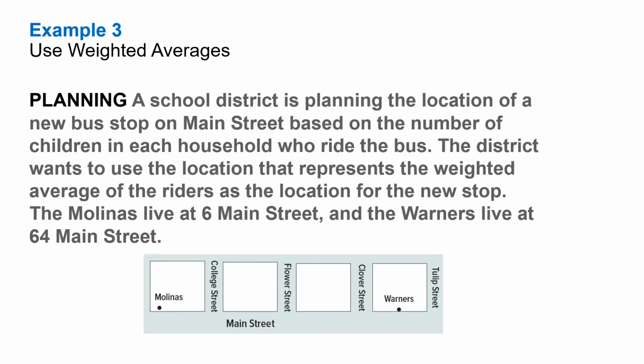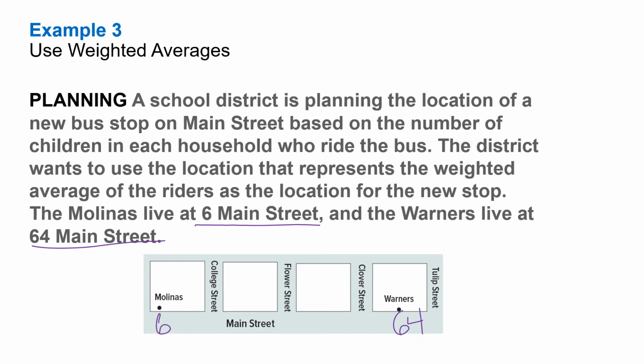A school district is planning the location of a new bus stop on Main Street based on the number of children in each household who ride the bus. The district wants to use the location that represents the weighted average of the riders as the location for the new stop. The Molinas live at 6 Main Street and the Warners live at 64 Main Street. So the first thing that we're going to do is we're going to put the values of their homes on this number line. So 6 and 64.